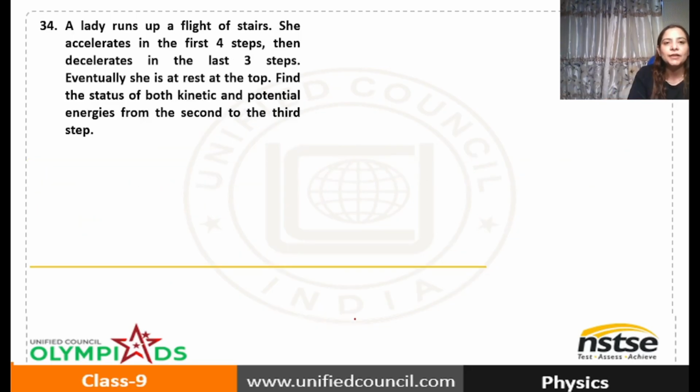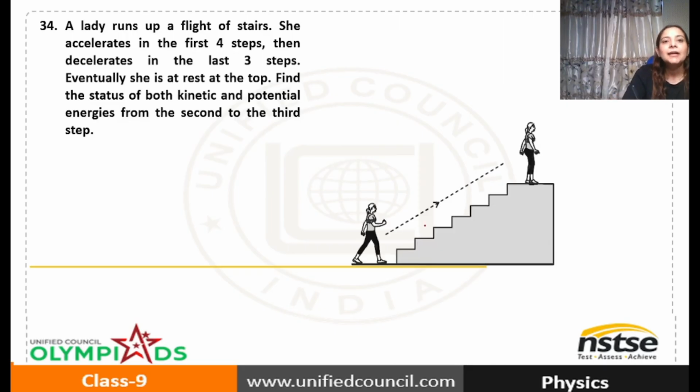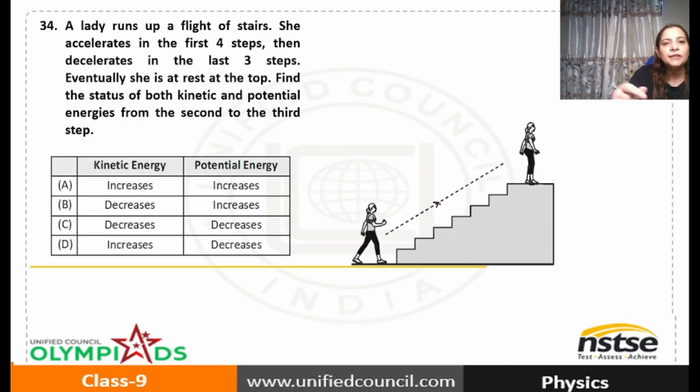Next question. A lady runs up a flight of stairs. She accelerates in the first 4 steps and then decelerates in 3 steps, and eventually she is at rest. So when the lady is climbing stairs, what do we see? She accelerates in the first 4 steps, which means acceleration is increasing, and decelerates in the last 3 steps, 1, 2 and 3, and then finally she reaches the top.